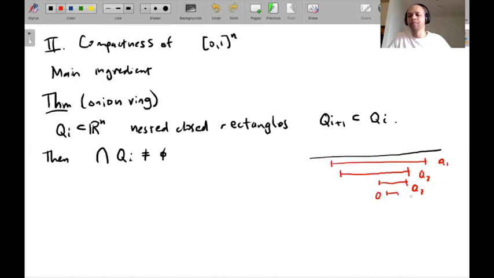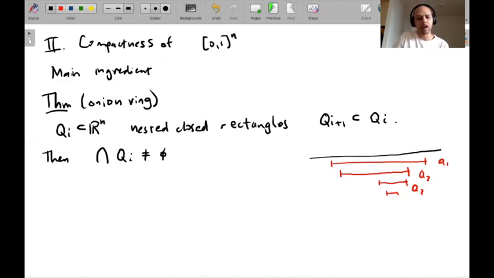And the statement is, well, these don't have to be proper subsets. So maybe Q5 is equal to Q4. But the statement is the intersection has to be non-trivial. Okay, so that's the statement. It might seem intuitively obvious from the picture.